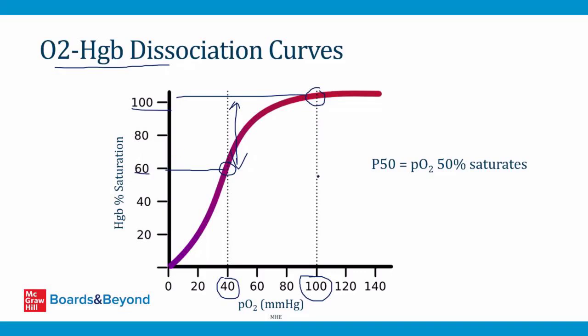The second thing you need to know is that these curves are often defined by a number called the P50, and the P50 is the PO2 that 50% saturates hemoglobin. So in this case, if this is the 50% saturated mark, we would go out to here and go down and say that for this curve shown on the slide, the P50 is about 30. So you just need to understand that concept of the P50 of a dissociation curve.